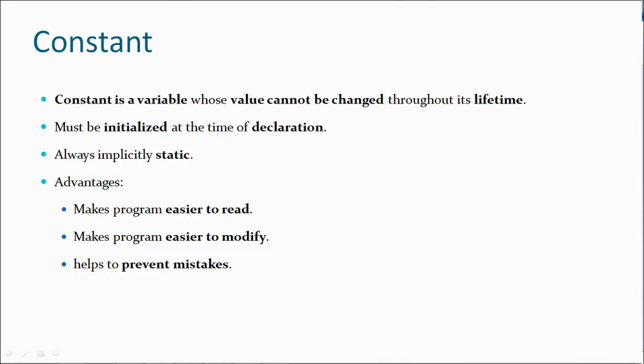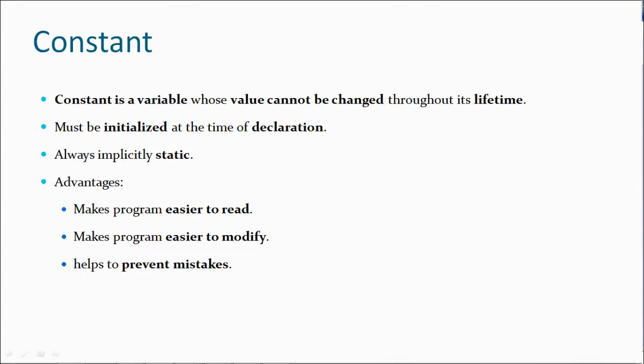A constant is a variable whose value cannot be changed throughout its lifetime. It must be initialized at the time of declaration only. Constants can be used to increase the readability of code by replacing magic numbers with meaningful identifiers. For example, instead of using 3.14 in source code, we can use pi.